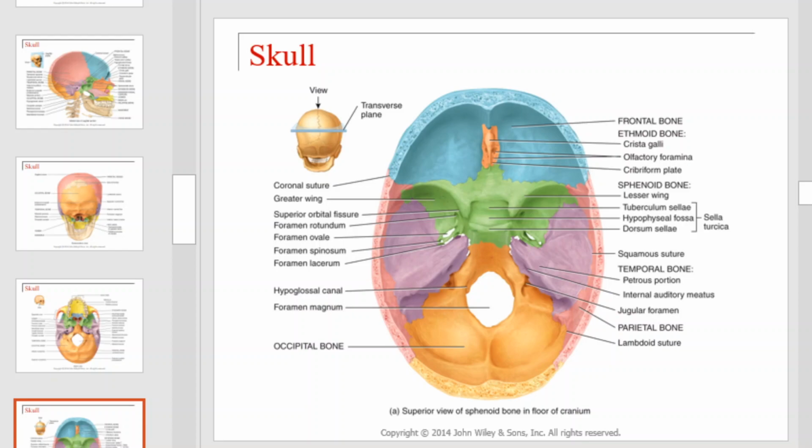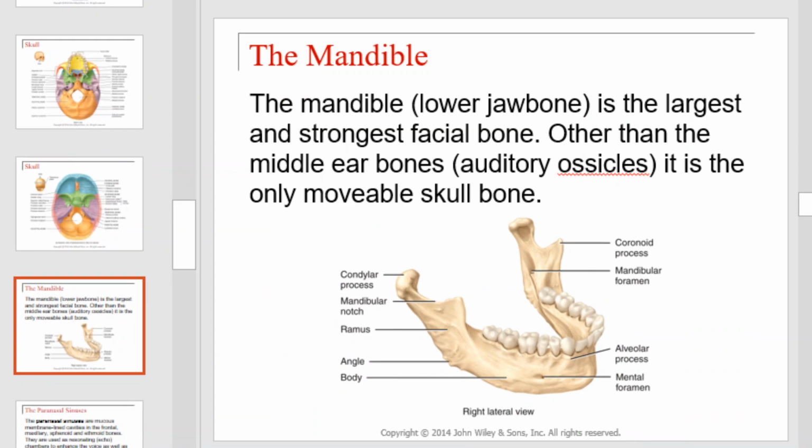And here we have the superior view of the sphenoid bone in the floor of the cranium to illustrate the internal structures of the skull, specifically in the cranial cavity. Again, take some time to familiarize yourself with each of the labeled structures. The mandible. The mandible is the lower jaw, and it is the largest, strongest facial bone. Other than the middle ear bones or auditory ossicles, it is the only movable skull bone. The mandible is illustrated here with all of its labeled parts.